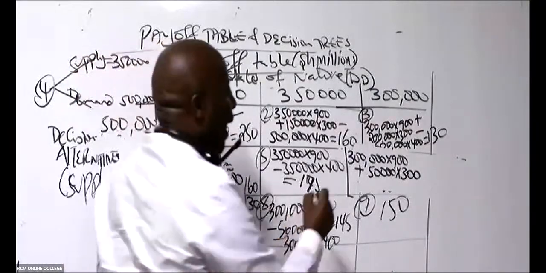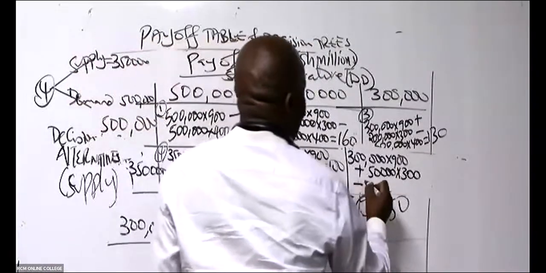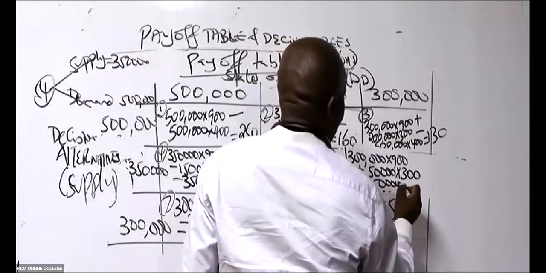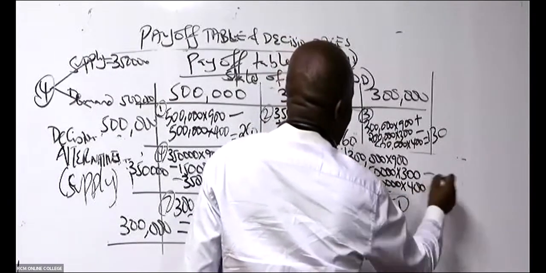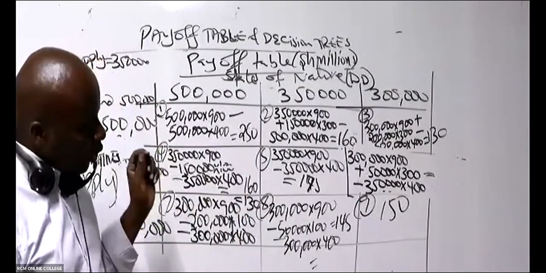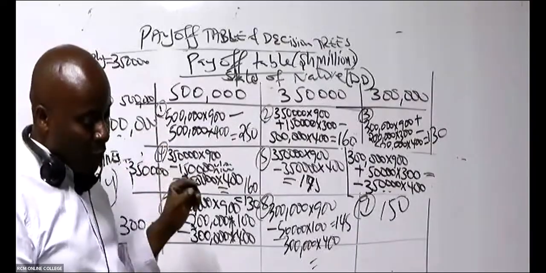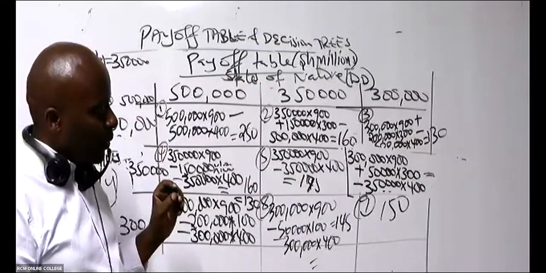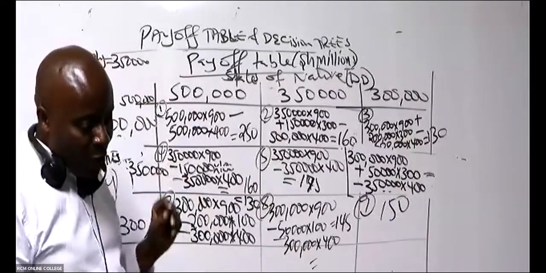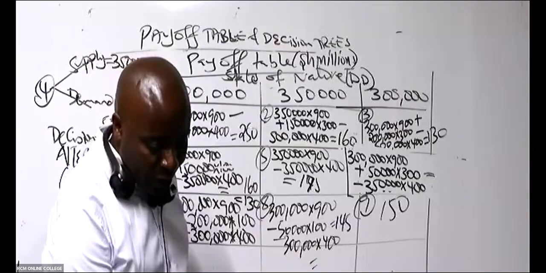Minus, in this case here, the cost of supplying. Cost of supplying, we are getting is 350,000, right? Times what here? Let's first of all close this. Please take your calculator now. 300,000 times 900 plus 50,000 times 300 minus 350,000 times 400. What are we able to get there?